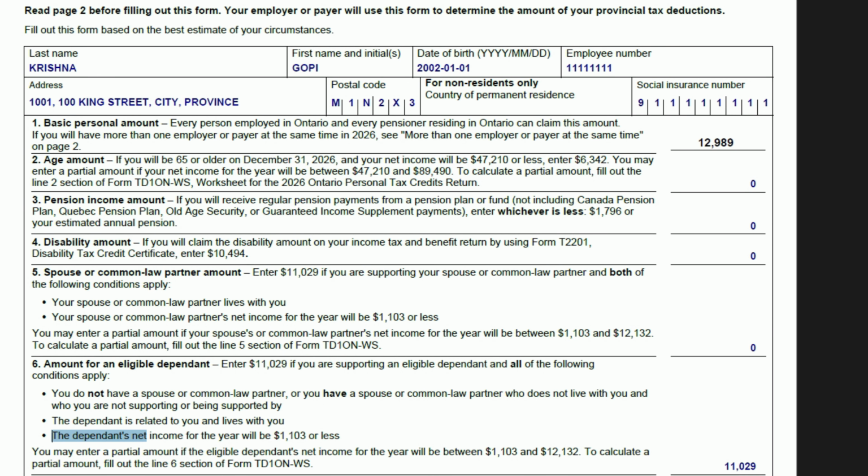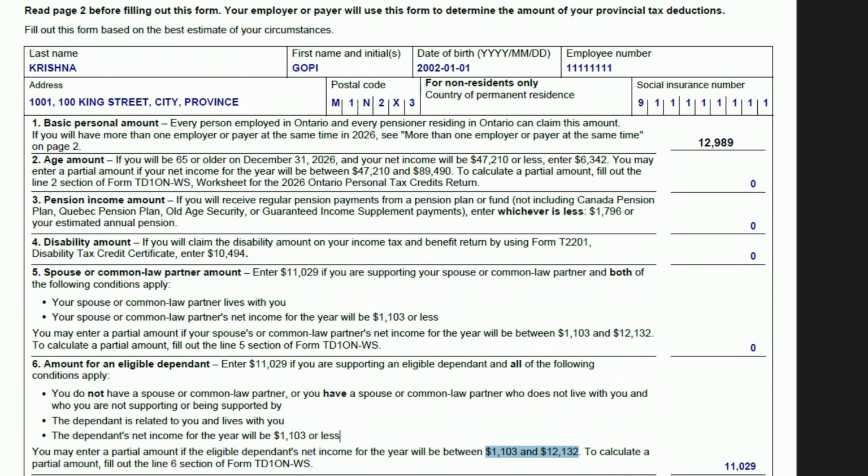And then the dependent's net income for that year will be 1,103 or less. So if these three criteria are met, they have no income or less than this income, in that case, you enter this amount. If they meet the criteria and have any earning between 1,103 to 12,132, in that case, it will be a partial amount.